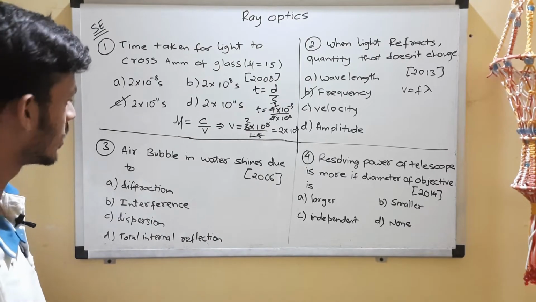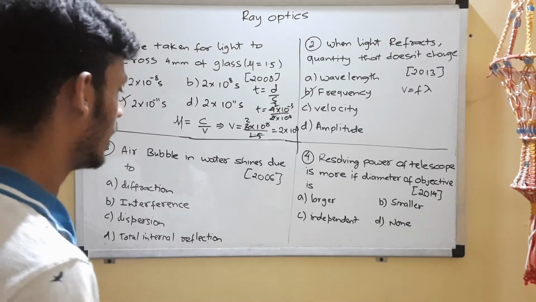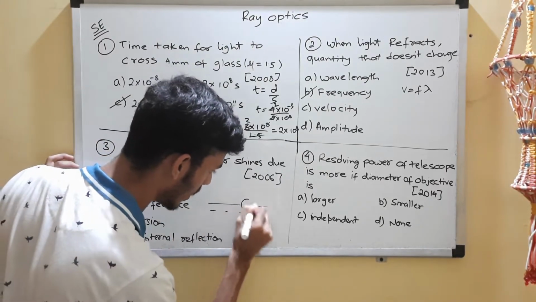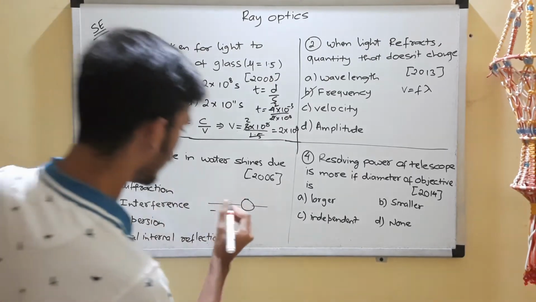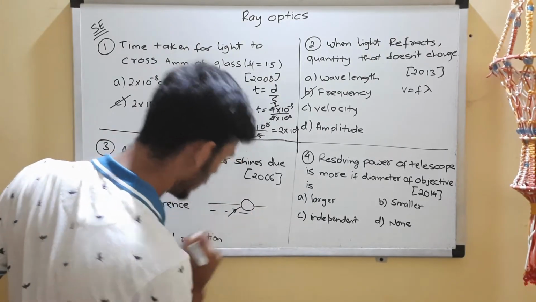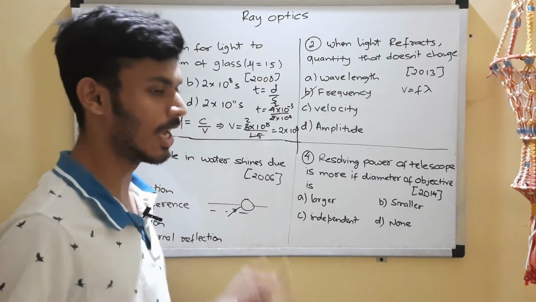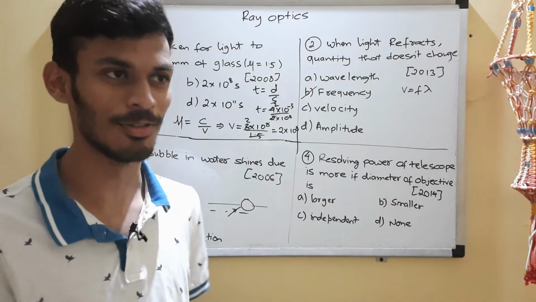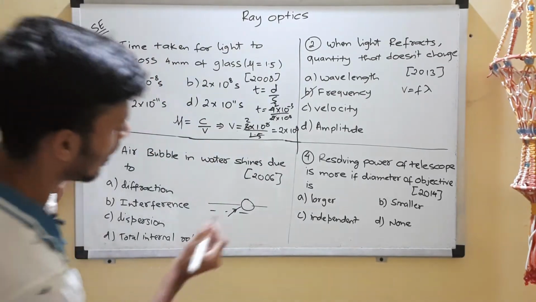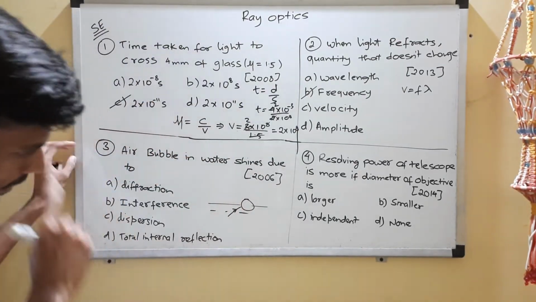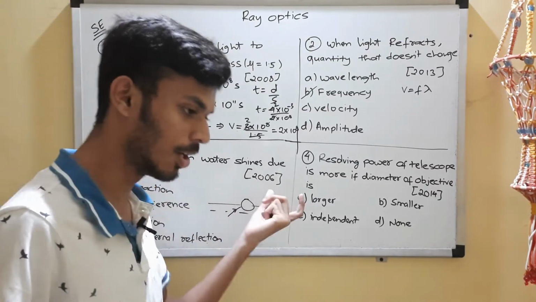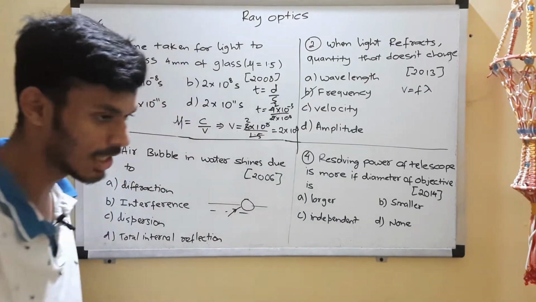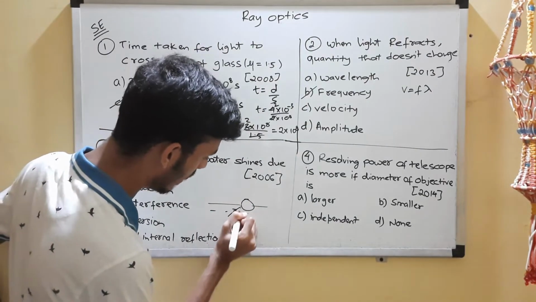Air bubbles in water shine due to. Now let's see this. Suppose we have water over here and an air bubble in that water. Rays coming from water, actually what happens over here is that they are traveling from denser to rarer medium. So there is a chance of total internal reflection happening over here, and that is what is actually happening. Rays are traveling from a denser medium, water, to the air bubble, which is a rarer medium. So they hit occasionally at an angle which is greater than the critical angle.